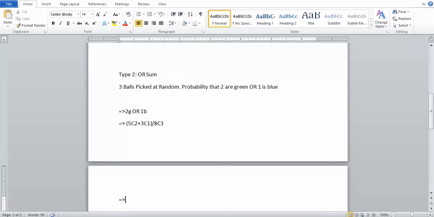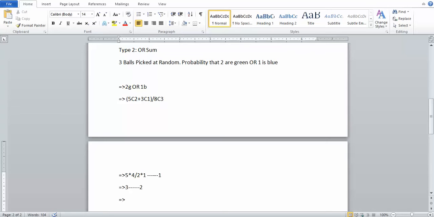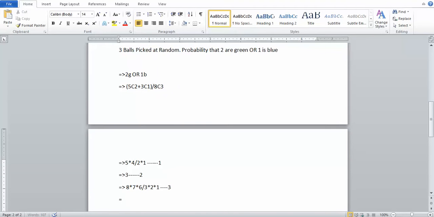How can you solve this? Is 5 into 4 divided by 2 into 1. Equation 1. 3C1 means it is 3, so that is equation 2. 8C3 means 8 into 7 into 6 divided by 3 into 2 into 1, that is equation 3. Now 1 plus 2 divided by 3. When you solve this, you'll get an answer.